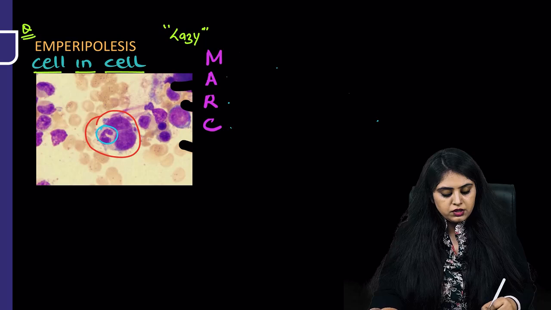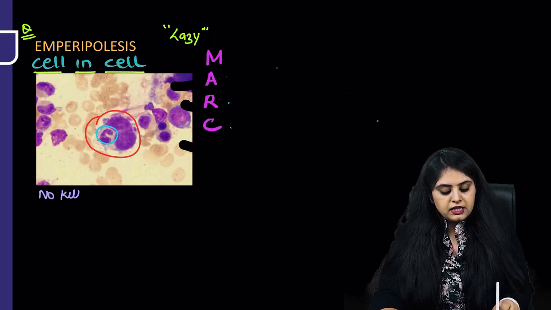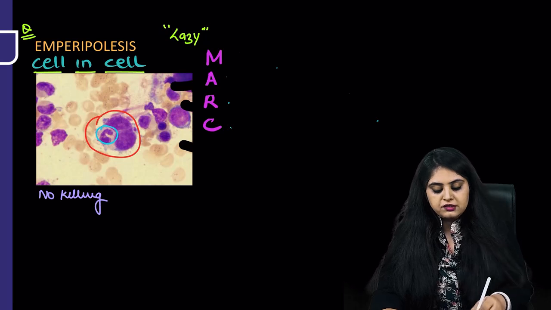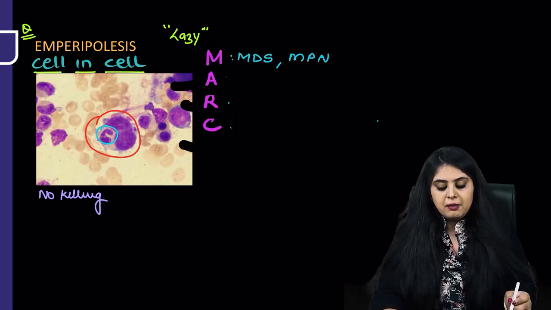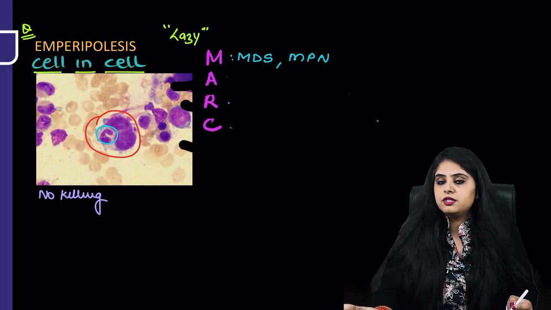Is there any killing? Not at all. This is not associated with any killing. So what are the things in which you see this? As I said, Lazy Mark, you see it in M for myelodysplastic syndrome and myeloproliferative neoplasms.